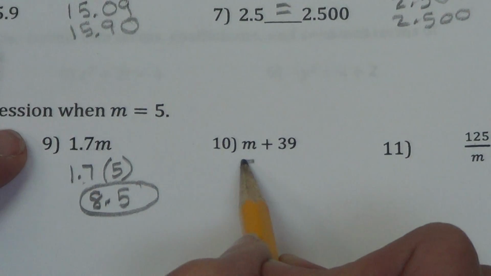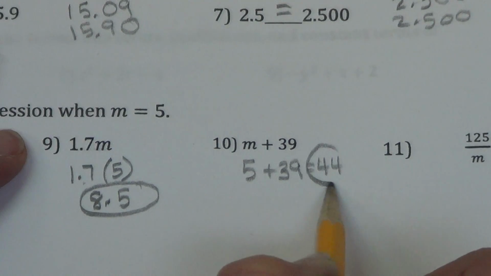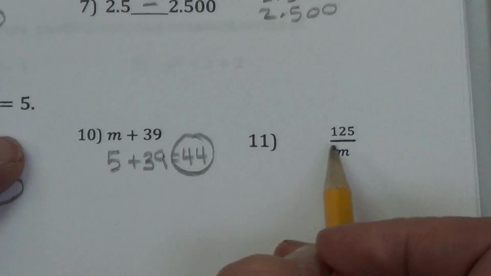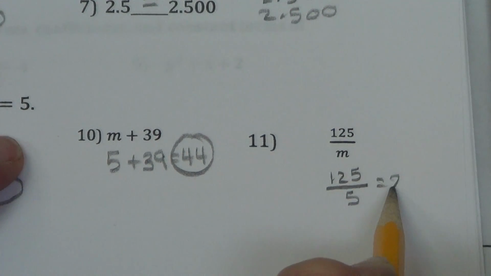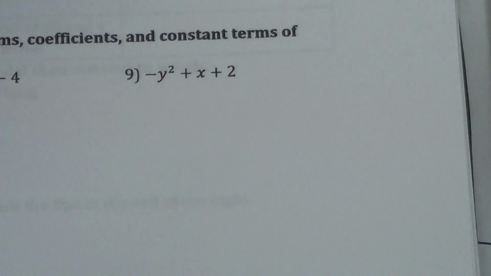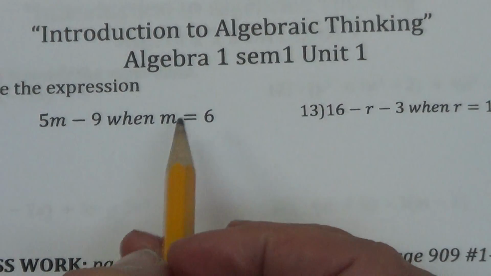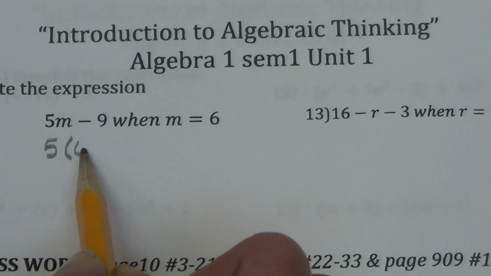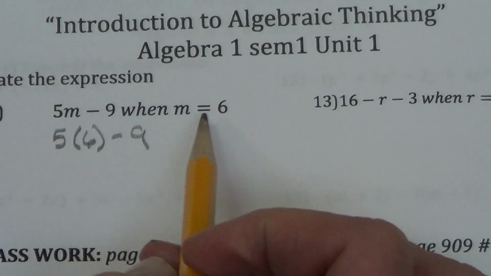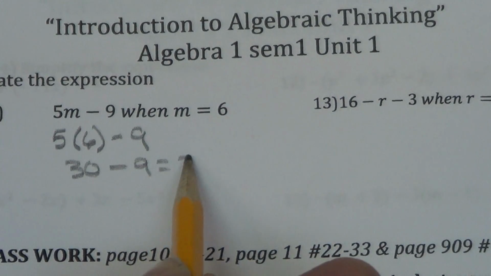5 plus 39 equals 44. And 125 divided by 5 equals 25. M equals 6, they want you to evaluate, so you plug it in here for M. 5 times 6 is 30, that would be the order of operations, minus 9 equals 21.